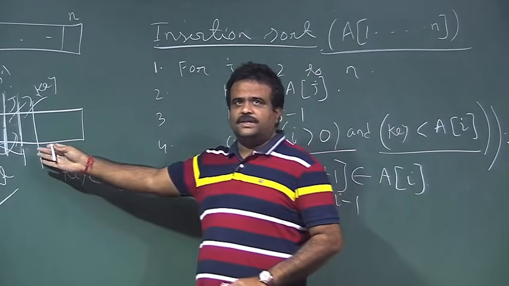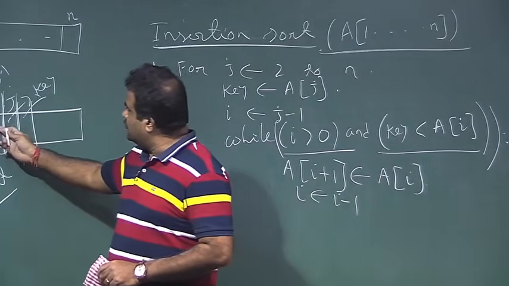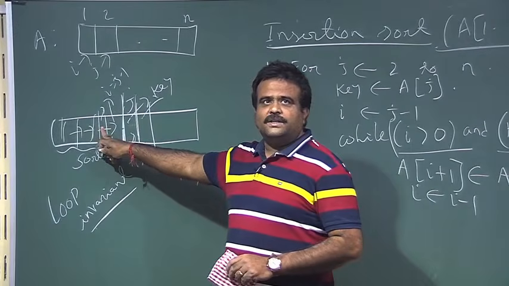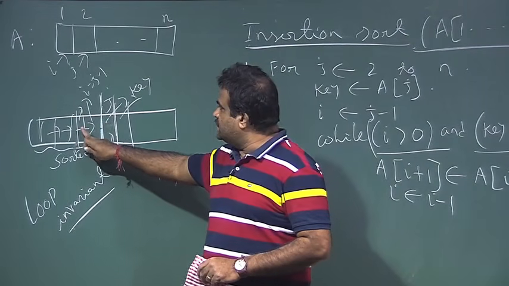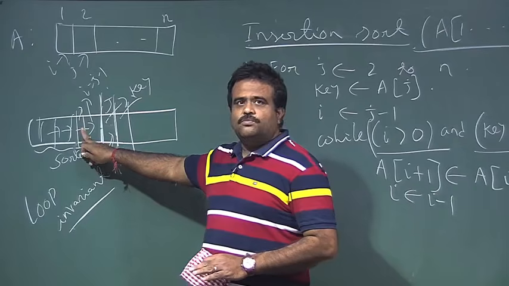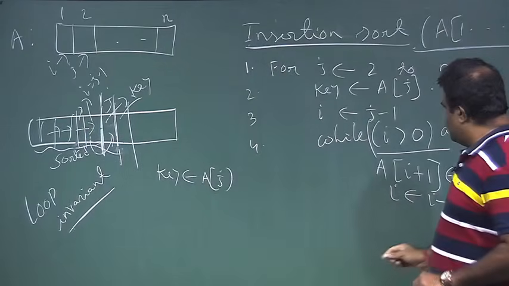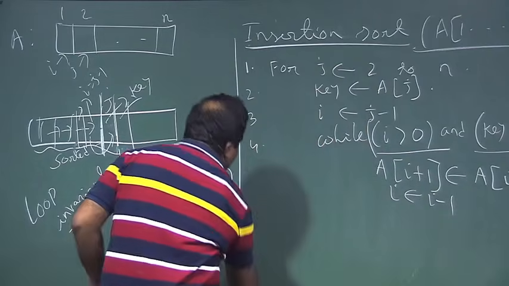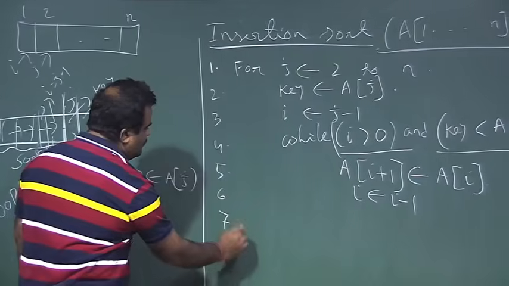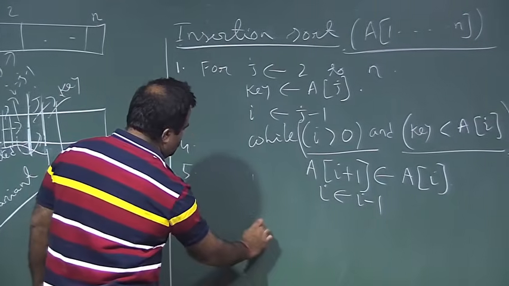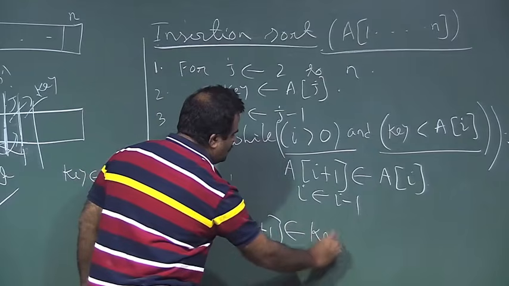So now I is pointing to the next one. Now we compare this value with the key. If this value is greater than the key, then we will put the key here, otherwise we will keep on doing like this. So this is the step, and this will continue like this, 5, 6, and at 7 we just put A[i+1], we assign this value the key, that is it.